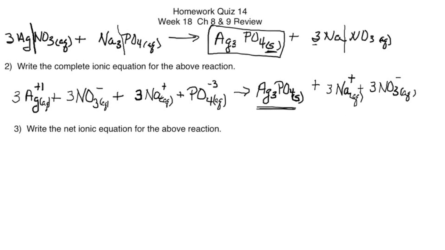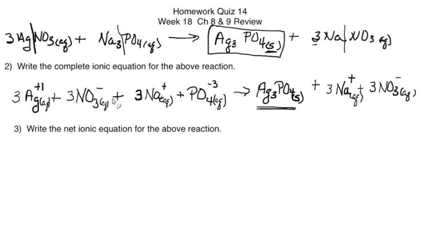Question number 3, write the net ionic equation for the above reaction. So in this, we're going to write out the ions on this side that actually react to form the solid precipitate. And then on this side, we're going to write the solid precipitate, and everything else is going to be crossed out. Those are spectator ions. In other words, they did not take part in any reaction. So they're the same on the reactant side as they are on the product side. So we just get rid of those guys.